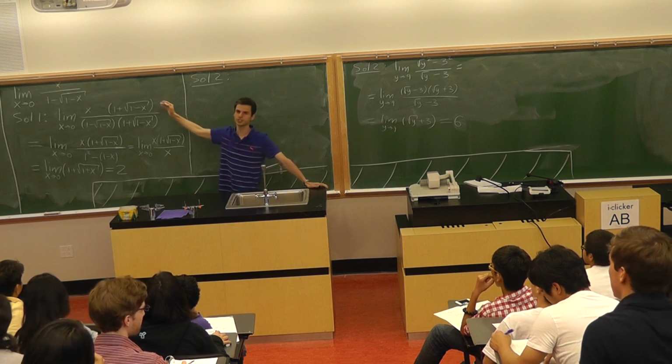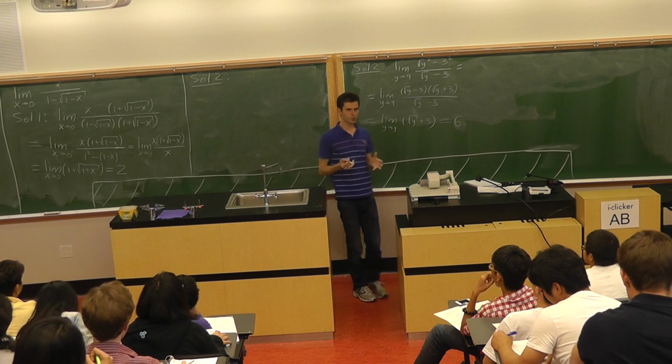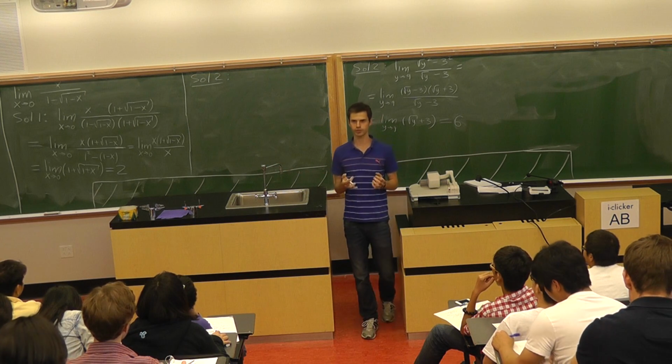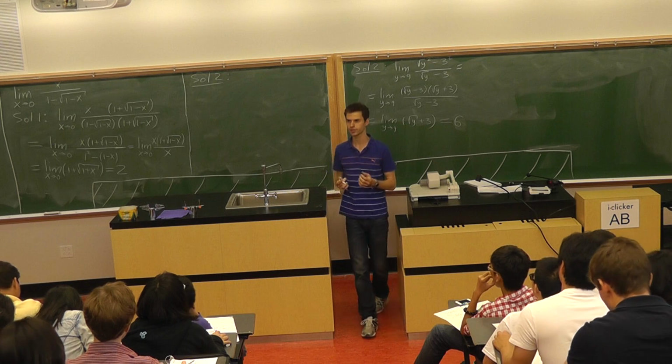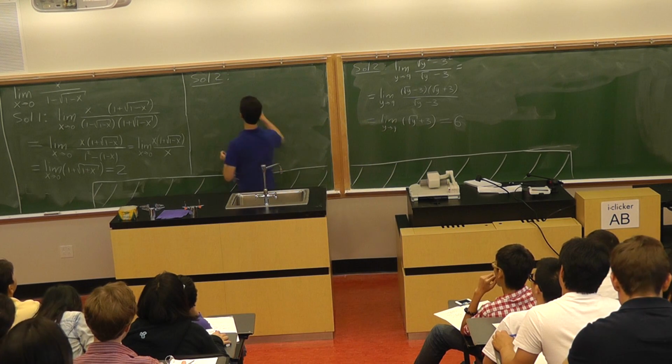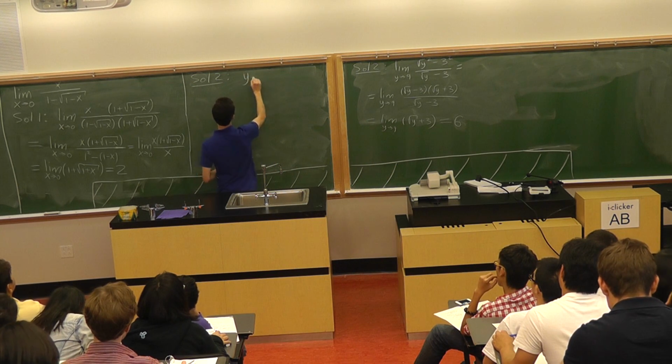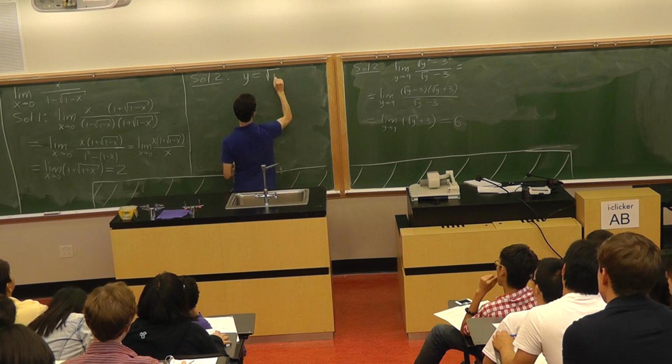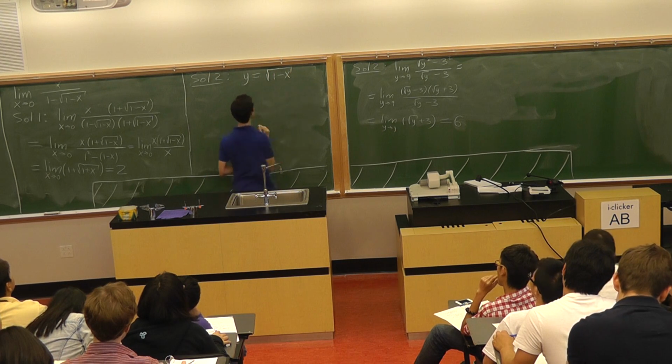I have a complicated expression with a square root. And the most annoying thing about this expression is the square root. So let me introduce a new notation. I will call the expression square root of 1 minus x, y.